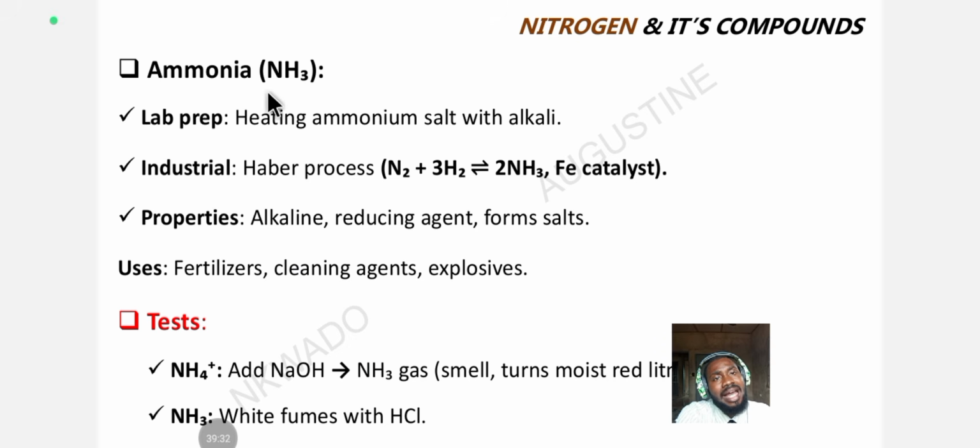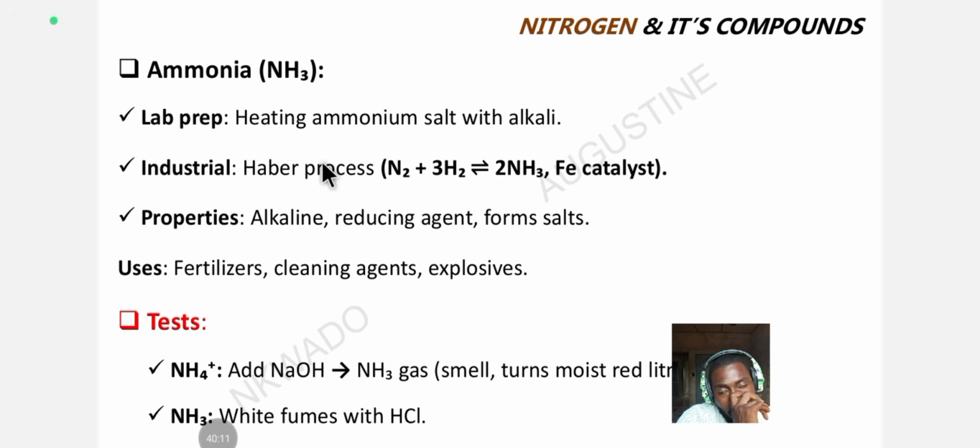All right, let's look at ammonia. NH3. Remember, NH3 is ammonia. NH4 is what? Ammonium. What is the laboratory preparation of ammonia? It is prepared by heating an ammonium salt with alkali. When you heat any ammonium salt with alkali, you get ammonia gas released. For example, you heat ammonium chloride with the alkali sodium hydroxide. You are going to get ammonia gas and sodium chloride.